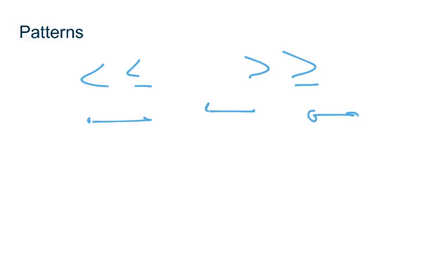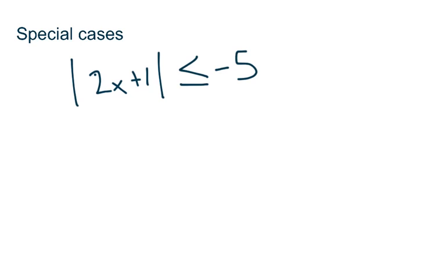This is where I wanted to talk about that whole thing about less than and less than or equal to is the and, then greater than or equal to is the or. Whoops, did that on the other slide. Oh well, special cases. Just like absolute value equations, you could have no solution, but you can also have all real numbers. So, for example, let's say we had absolute value of 2x plus 1 is less than or equal to negative 5.